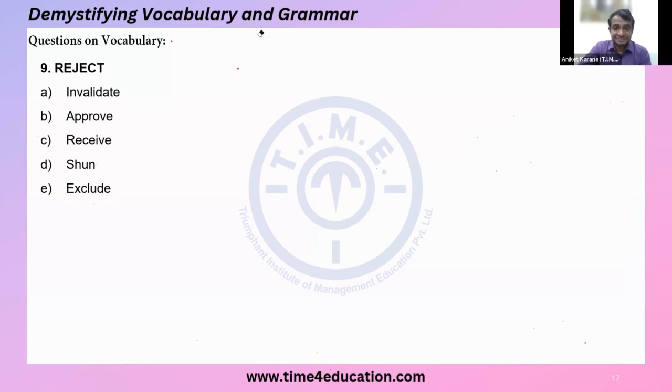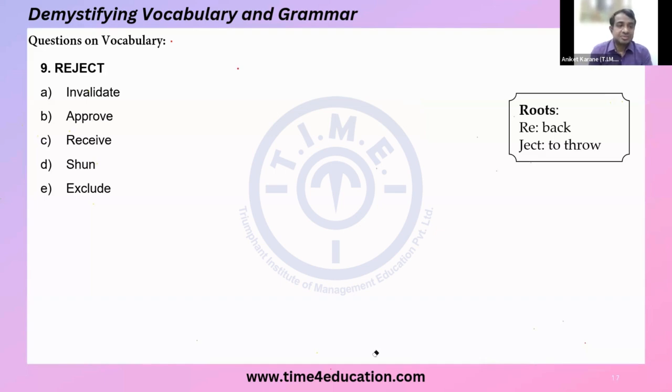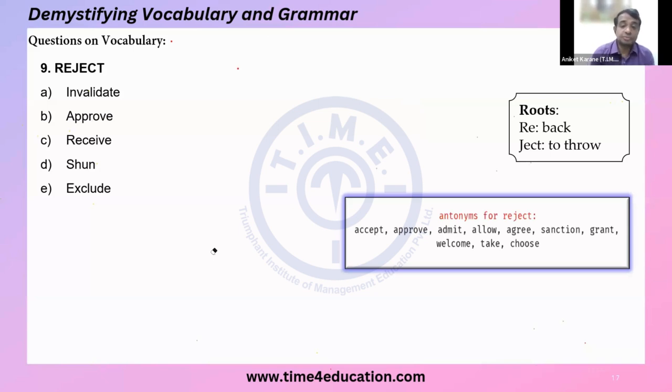So all of you are getting this, which is very good because the root is very clear. Ject is to throw. We had done that. And re is back. So to throw back, you don't take it. I reject this order. I reject this claim. So opposite will be to approve. And antonyms apart from approve, you can say accept, admit, allow, sanction, grant, welcome, take, choose. All these words can be given.